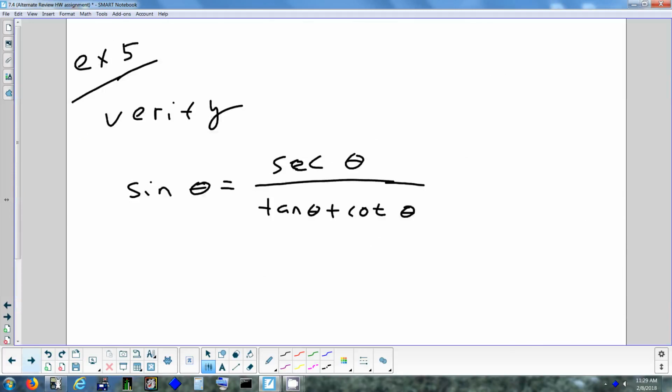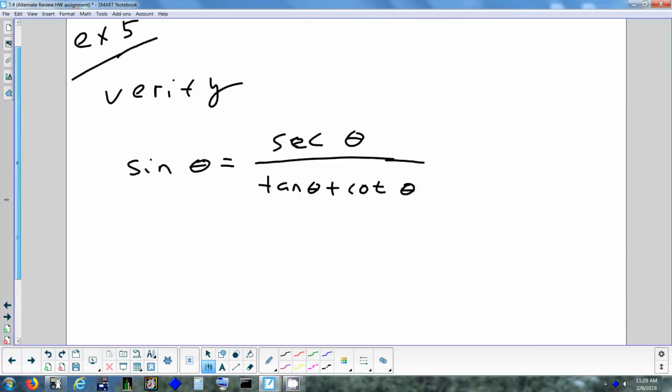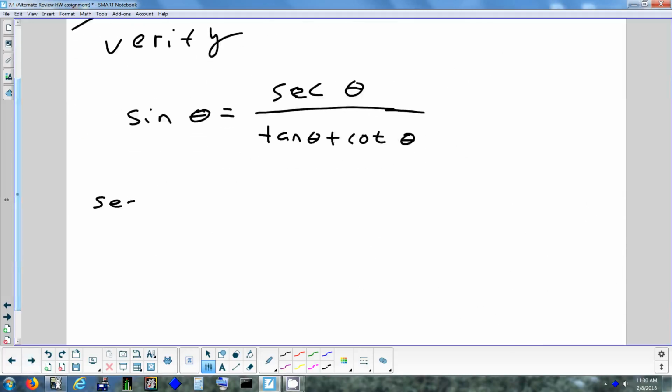Okay, let's look at this one, verify. The nice thing about verify is you already know the answer. The answer is sine. So when you get sine, you're done. We're going to start with the right-hand side, and we're just going to keep playing with it until we finally turn it into sine. I'm just going to copy it down so I've got some space to work. Any suggestions what I try first?